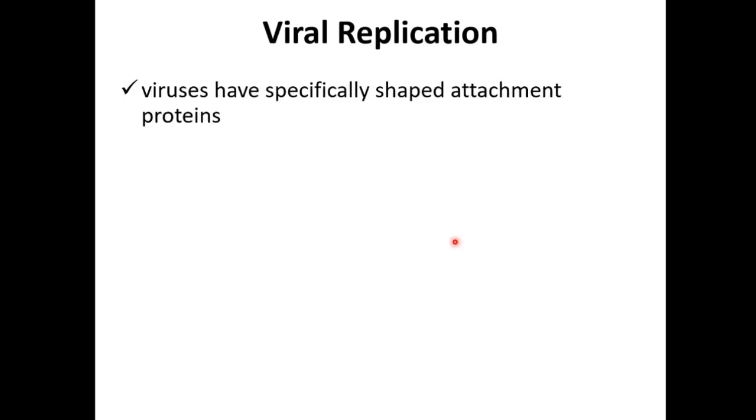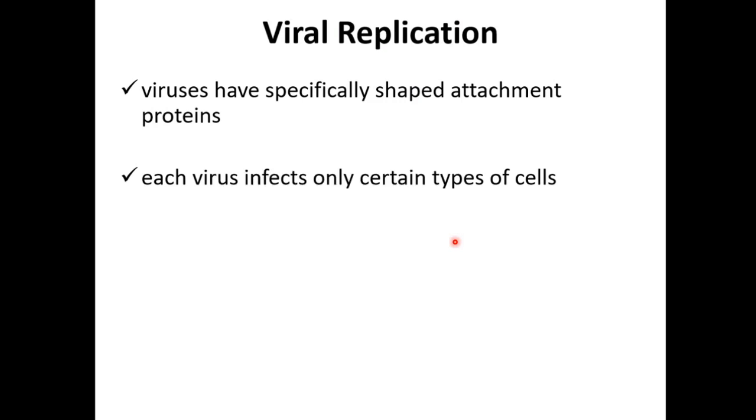So viruses have specifically shaped attachment protein. Each virus infects only certain type of cells. Why? Because there is always receptor of this virus on this cell. So without this receptor, the virus cannot be able to get in the cell.